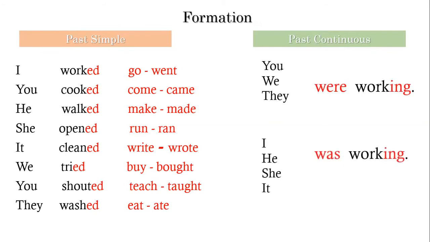The formation of past continuous is quite different. Here we have to be careful with the pronouns. If your pronouns are you, we, they, you have to use the past form of to be, were. So you can say you were working, we were working, they were working. Or if your pronouns are I, he, she, it, you just use was. I was working, he was working, she was working. That's it. Okay, very good.